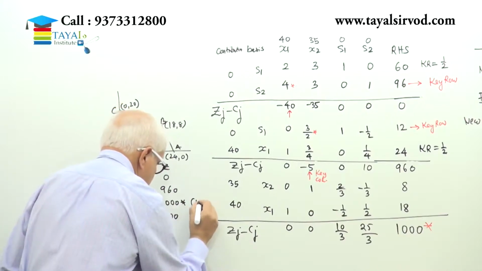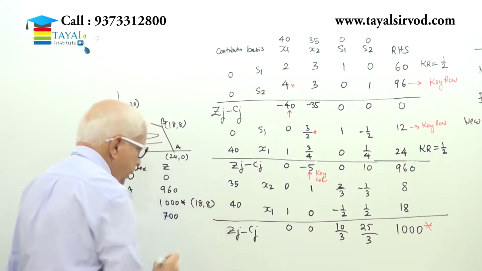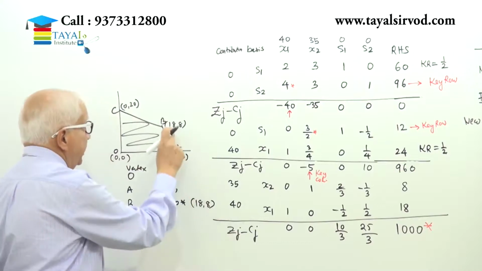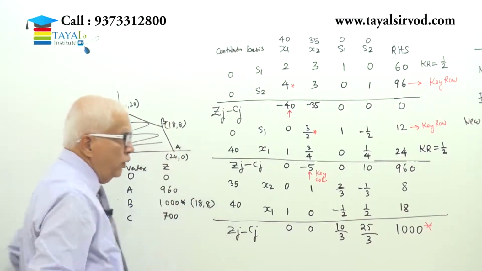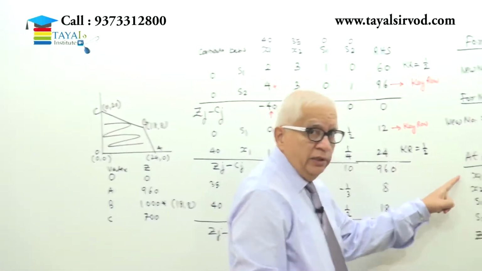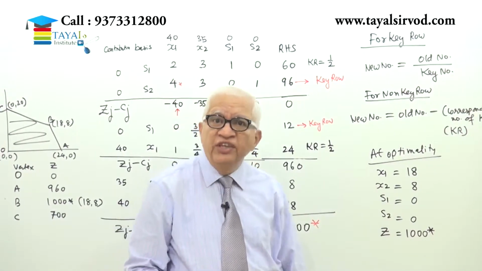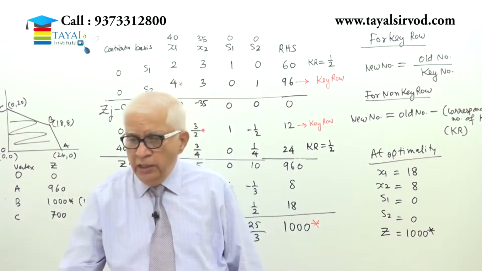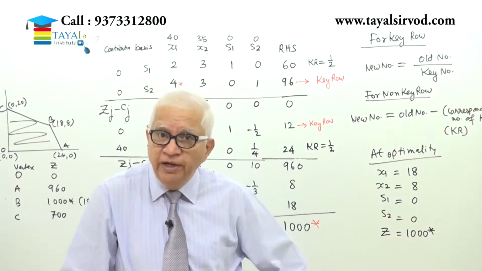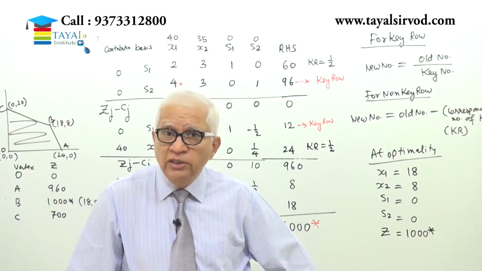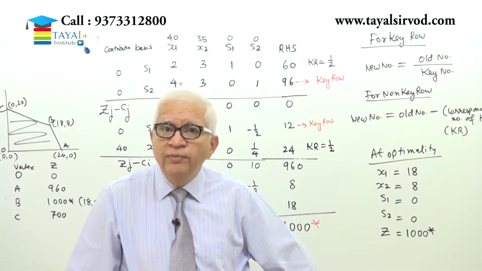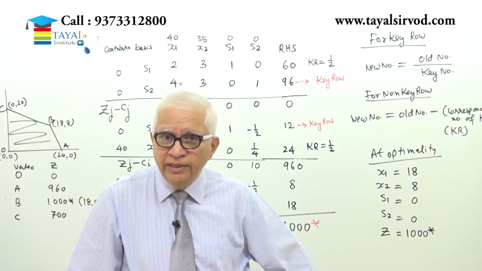And what were the variable values? 18 and 8. x1 is equal to 18, x2 is equal to 8. With the same solution, in fact, we have obtained by a totally different algebraic method. This is called the simplex algorithm, and this completes the first problem in respect of the simplex method.